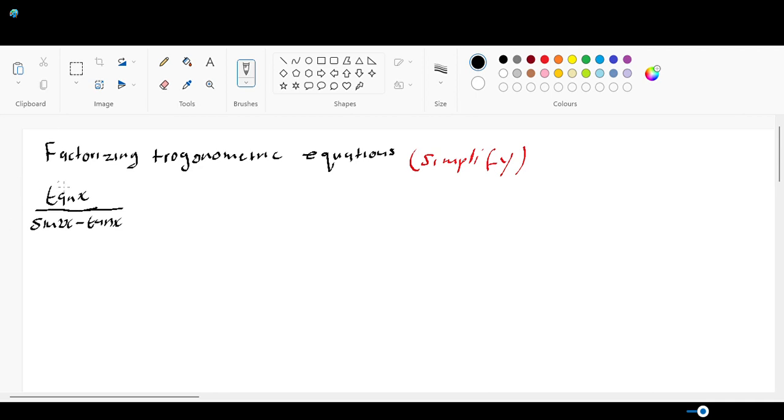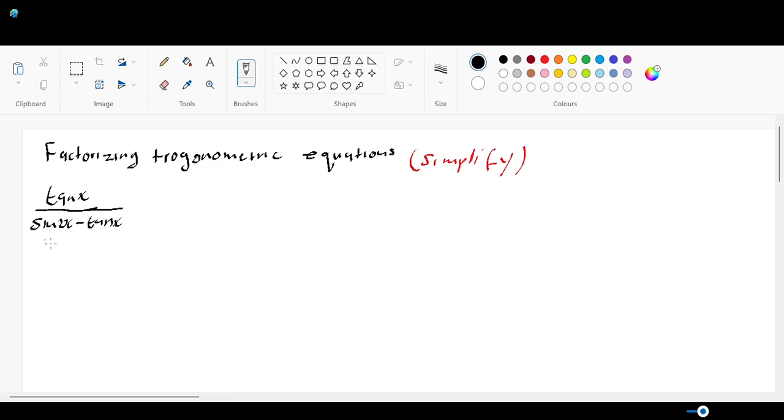From our previous video, I did mention that when you see ratios like tan, sec and cosec, try to change them to sine and cos. So I'm going to first rewrite this.